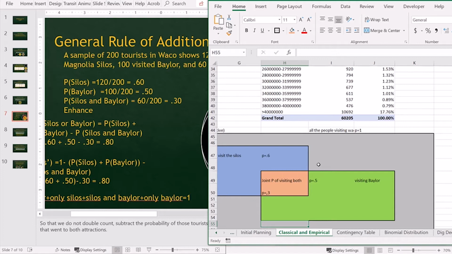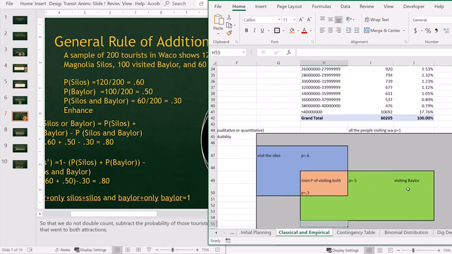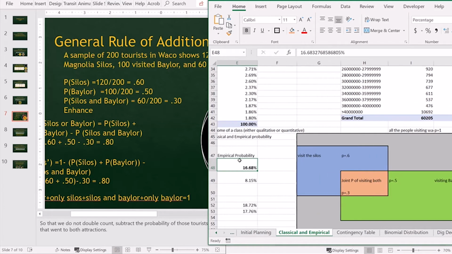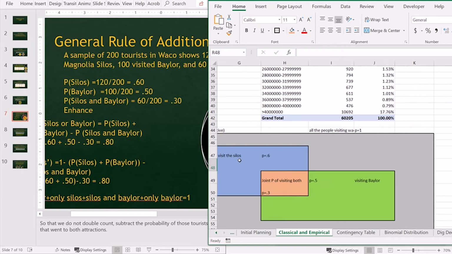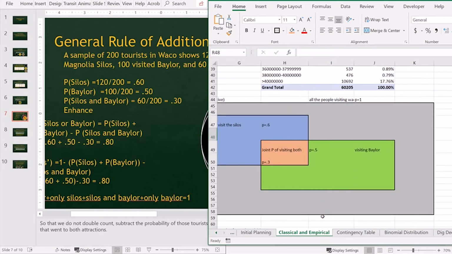Okay, so we've got the probability of them visiting the silos, the probability of them visiting Baylor, and the probability of them visiting both the silos and Baylor. So in other words, what is the probability of them visiting either the silos or Baylor? How do we do this? We add them together. So we've got 0.6 plus 0.5 plus 0.3. What does that give us?